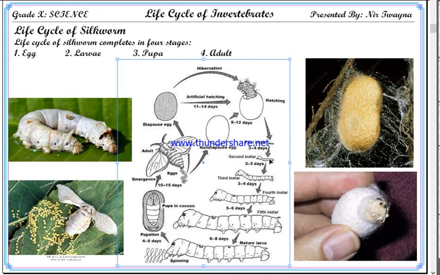That molting occurs at least 4 times. After first molting, it becomes second instar, second molting third instar, third molting fourth instar, and fourth molting fifth instar. You can see the time duration of molting in this picture as well. In 3 to 4 days first molting occurs. After first molting, second molting occurs in 2 to 3 days. 3 to 4 days after second molting, third molting occurs, and 5 to 6 days after third molting, fourth molting occurs.